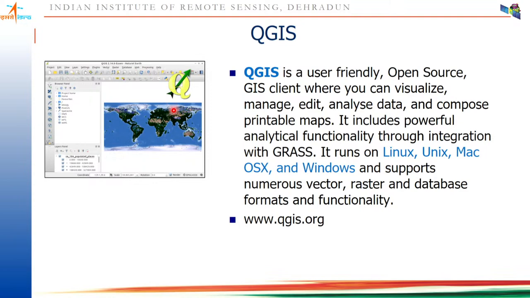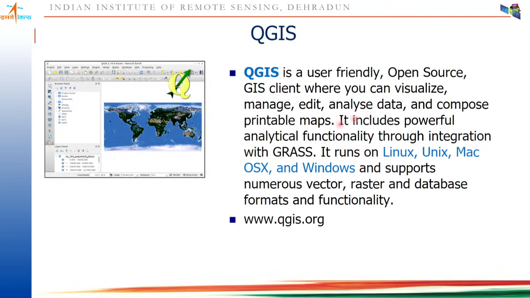And then there are very good things that you can do with QGIS. It's one of the most popular GIS softwares today. It's very user friendly, it's open source. It's primarily a GIS client. Why is it called a client? Because it can access data from any kind of GIS server.